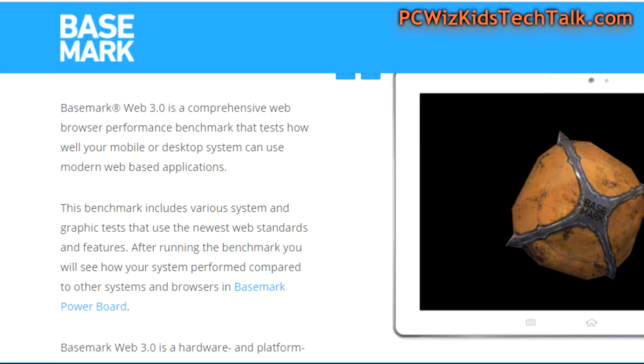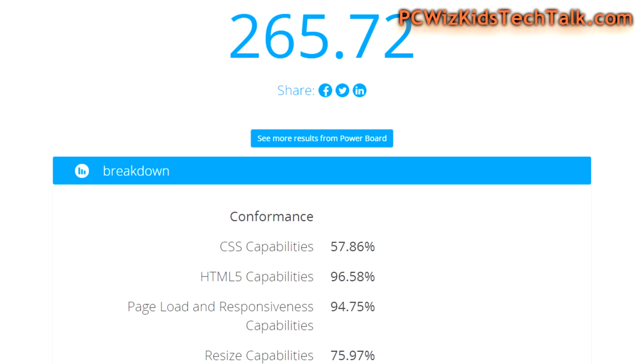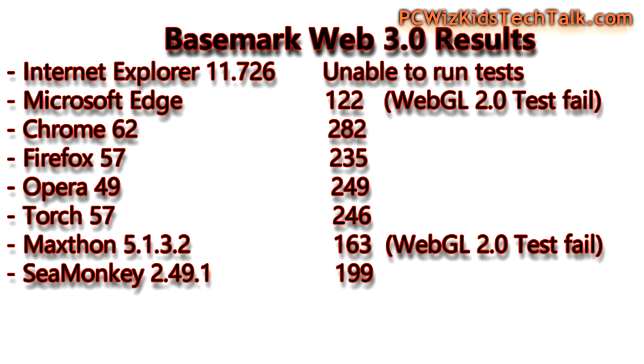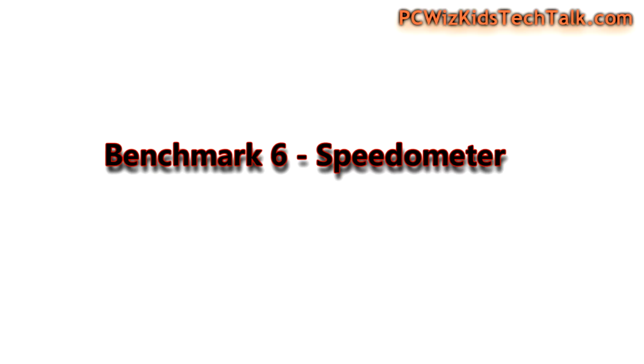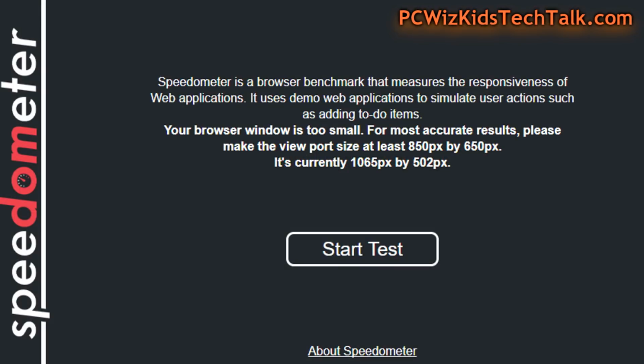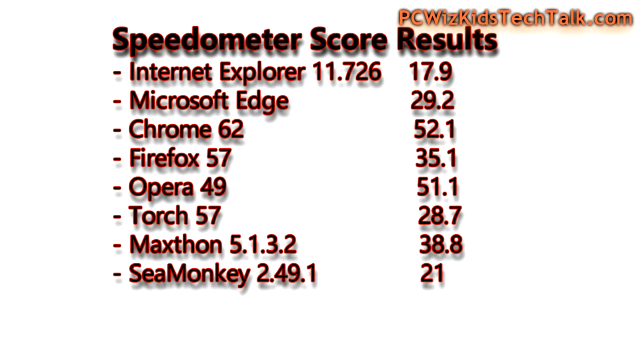Benchmark number 5 is Basemark Web 3.0, a comprehensive browser benchmark doing all these types of performance tests. So you can see capabilities and responsiveness. And the one that took the lead right there, as you can see, Chrome came in pretty strong and takes another point. So really, we got a tie there between Edge and Chrome, but Speedometer is going to do a test on speed. Let's just see how it does here.